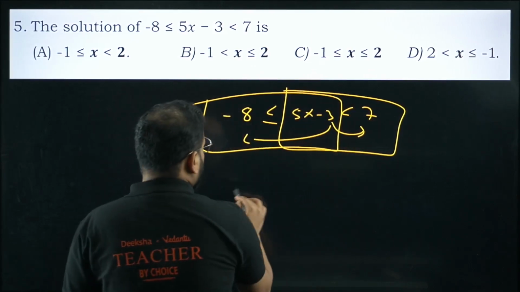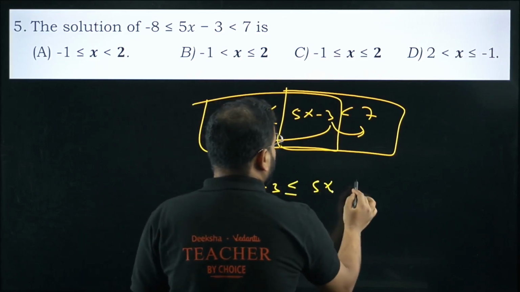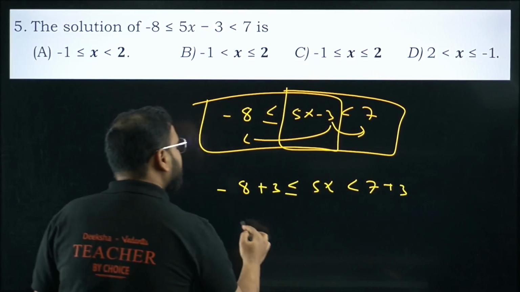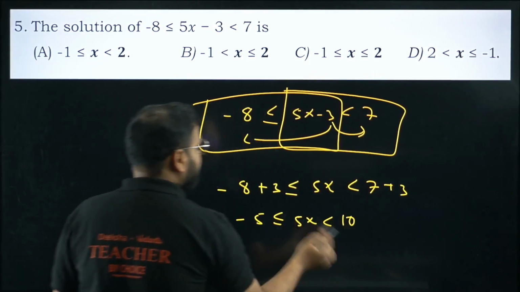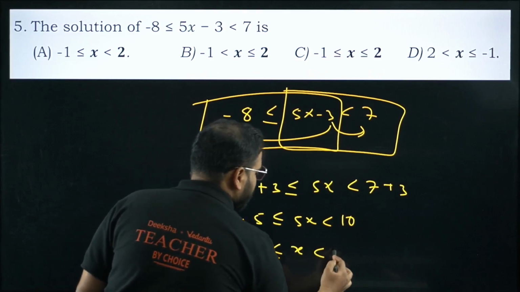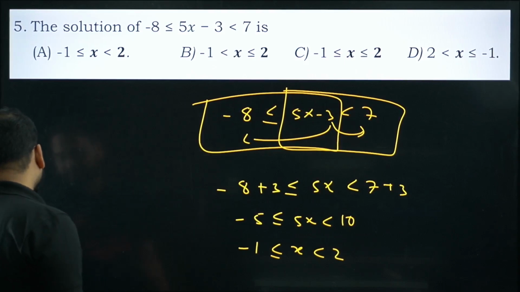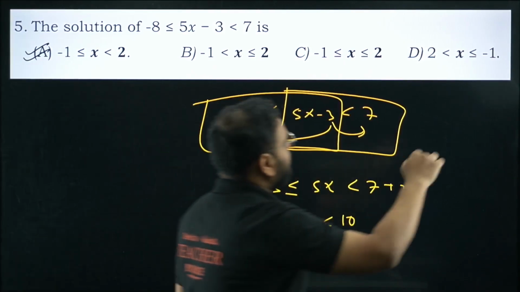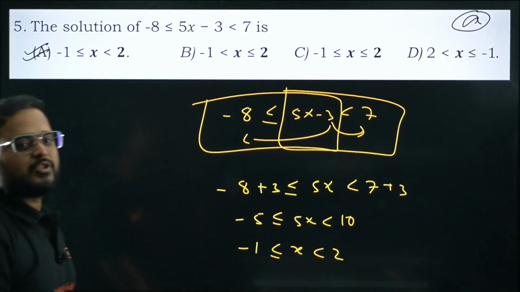Let's check it out. It'll become -8 plus 3 less than equal to 5x less than, so not less than equal to, simply less than, plus 3. What I get, bacha, over here is -5 less than equal to 5x less than 10. Divide everything by 5. I get here -1 less than equal to x less than 2. What is the answer? -1 to 2. Option A is correct. Please check. Option number A is correct. Right? Very good. Question number 5, answer is bacha option number A.